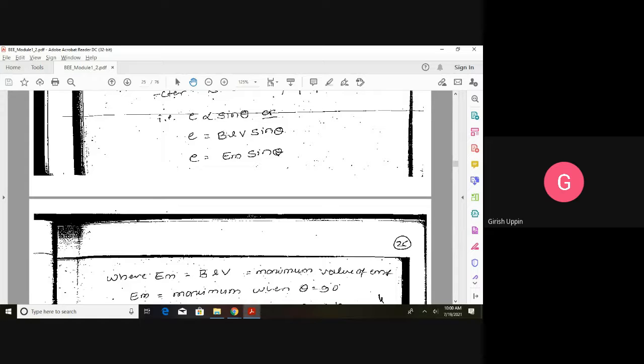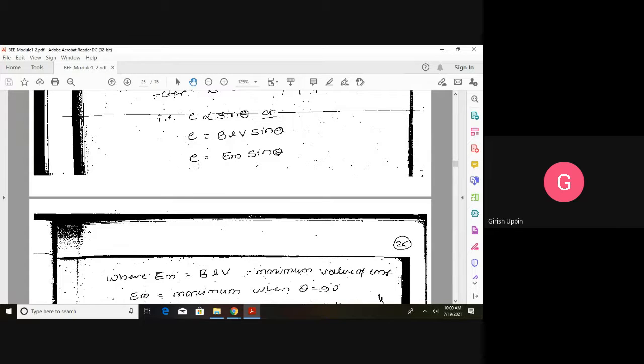These three factors will decide what would be the maximum value of the EMF generated. That is, BLV is nothing but Em. So how can we increase the maximum value generated in that conductor? Either you can increase the length. If the length is more, the EMF induced is more. If you rotate with a higher speed, definitely the flux cut will be higher and the voltage will be higher. And another way is to increase the flux density. So in these three ways, we can increase the peak value of the EMF induced.